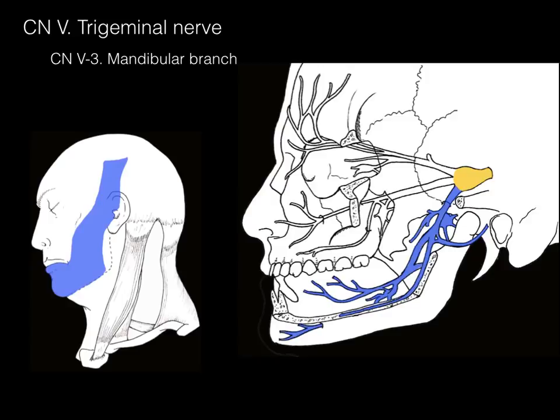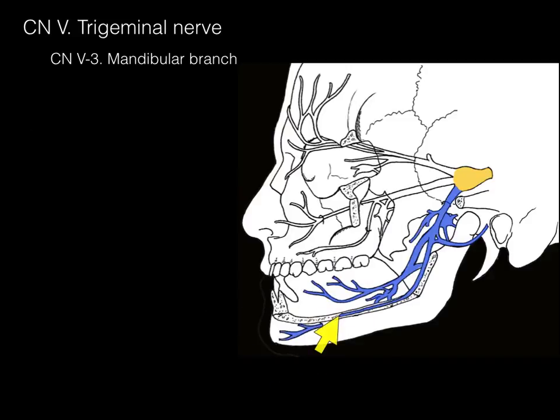The mandibular branch. So this is the third branch, or V3. It's going to then give innervation to the side of the mouth, the bottom lip, your chin, cheek, and side of the temple. That's the distribution of the mandibular branch of the trigeminal nerve.